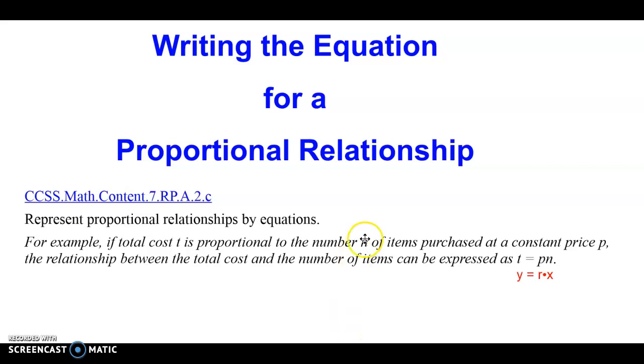This video is about writing the equation for a proportional relationship. This is a 7th grade math standard: represent proportional relationships by equations. You'll notice their equation came out to be t is equal to p times n. That matches up with what we'll be talking about: y is equal to r times x, where r is our unit rate.